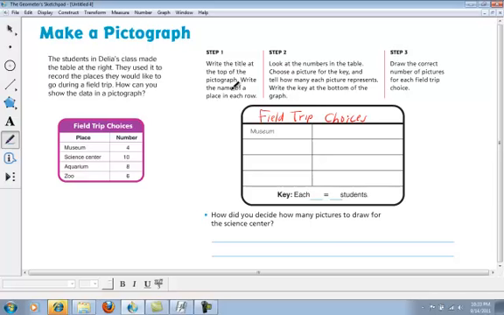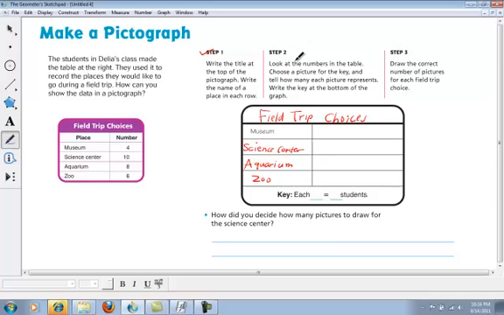Now I need to write the name of a place in each row. Museum is first. Then we have the science center. Next we have the aquarium. And then we have the zoo. So we have completed step 1.